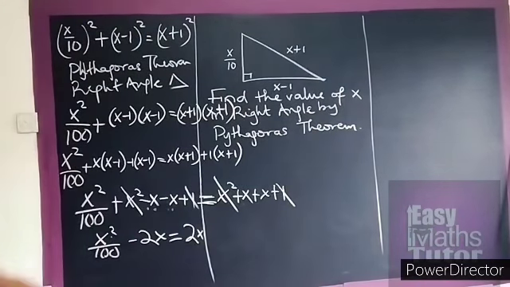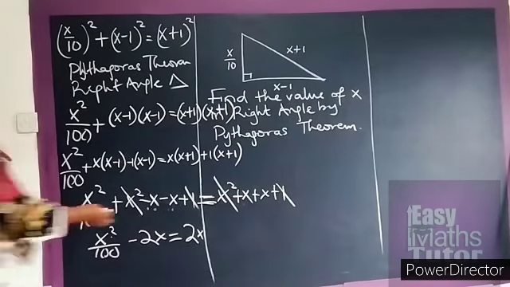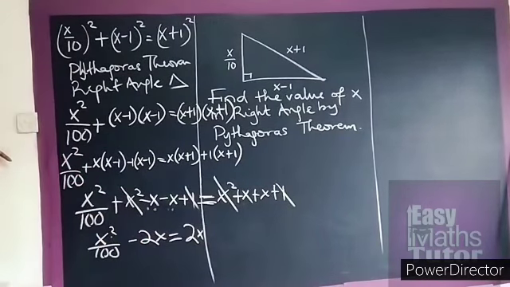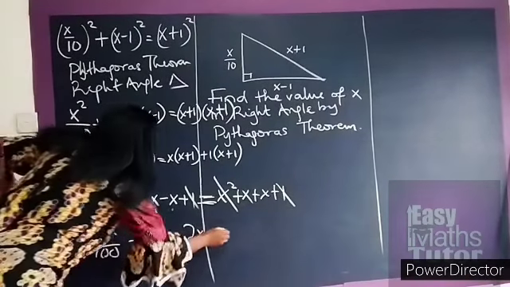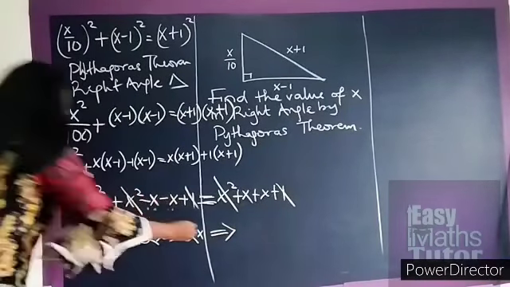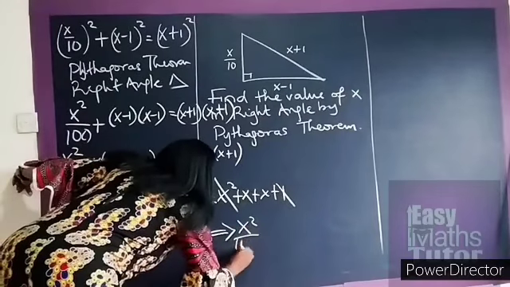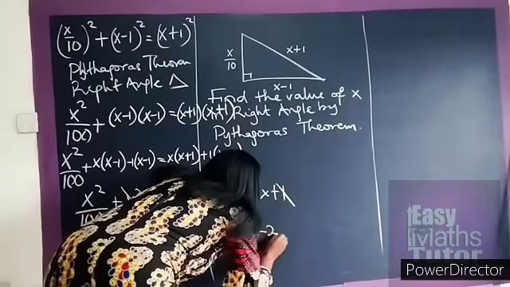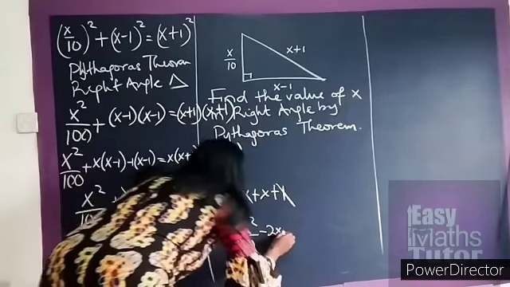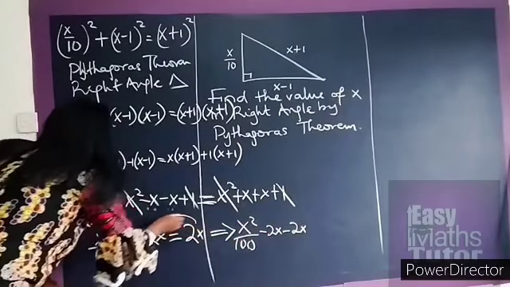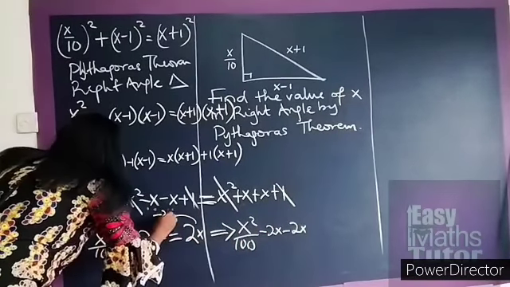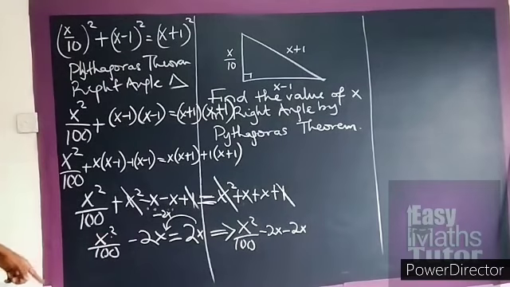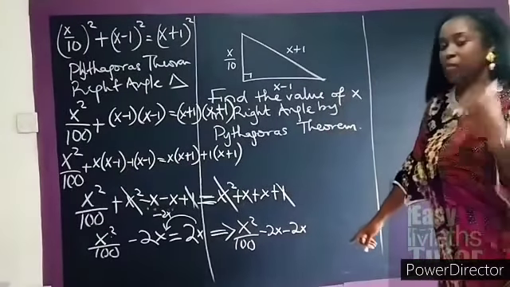2x. Alright? So this is going to jump over to this side. Or this can also jump over to this side. Whichever way, they are going to be correct. So let's push it to this side. We have x squared over 100, minus 2x, minus 2x. This 2 jumps over and becomes what? Minus 2x. Alright? So what would our answer be?